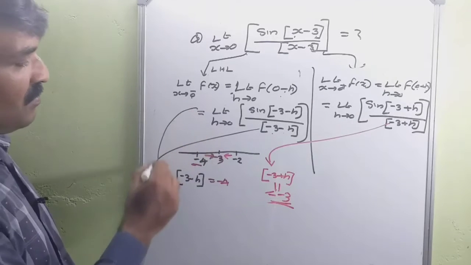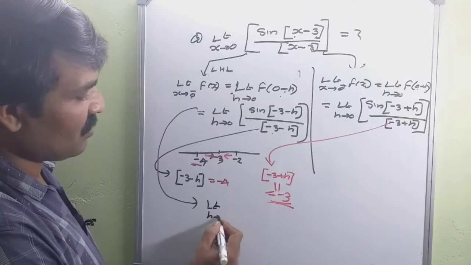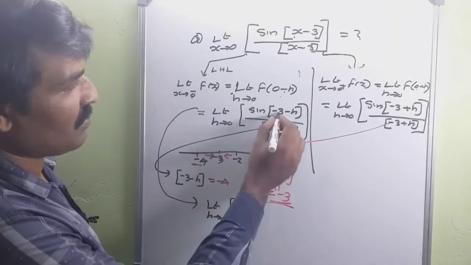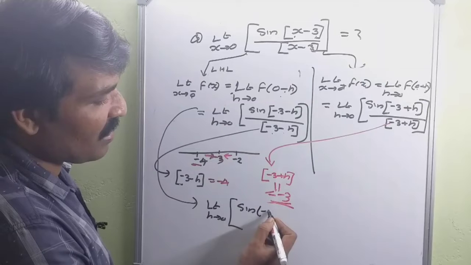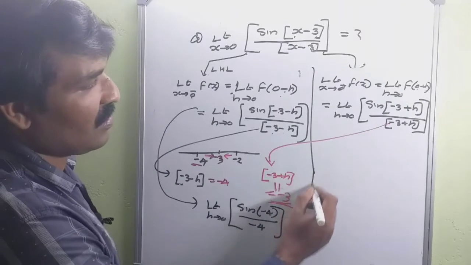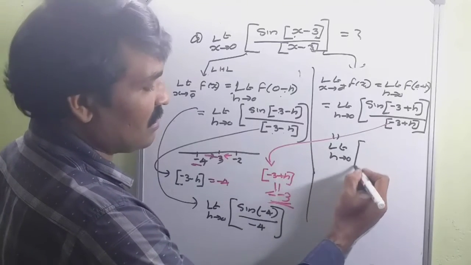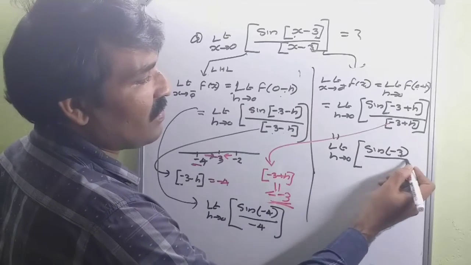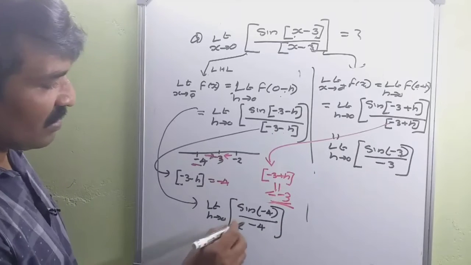This limit becomes limit h tends to 0 greatest integer function of sine of, greatest integer of minus 3 minus h, that is equal to minus 4, sine of minus 4 divided by minus 4. Here the other is equal to limit h tends to 0 greatest integer function of sine of minus 3 divided by minus 3. Now, what is the value of the sine of minus 4?